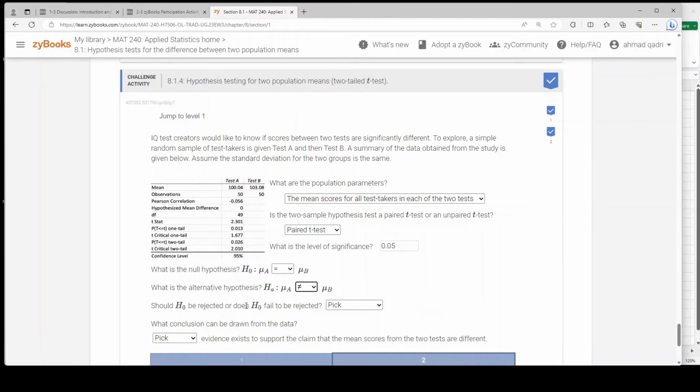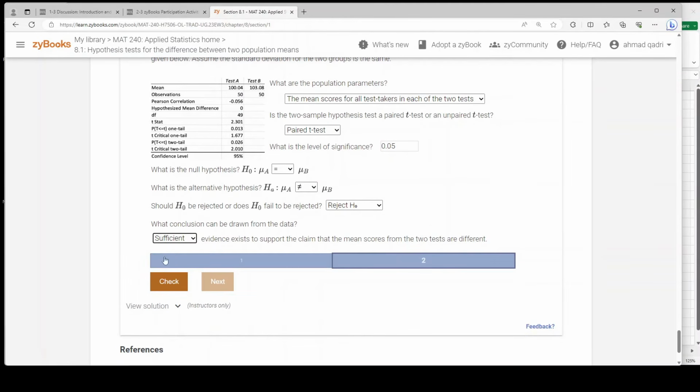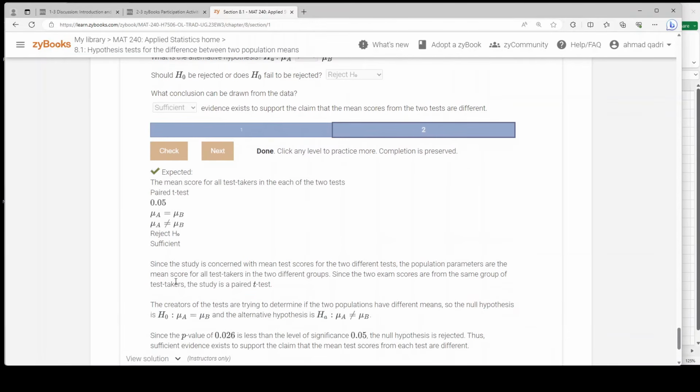Should the null hypothesis be rejected? So we look at the p-value for the two-tailed, which is 0.026, and that is less than the level of significance, 5%. So yes, we reject the null hypothesis. And the conclusion is that we have sufficient evidence to support the claim that the mean scores from the two tests are different. And so those are the correct answers.